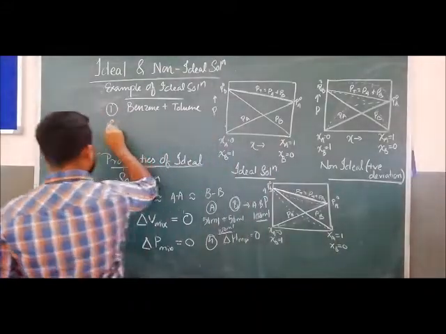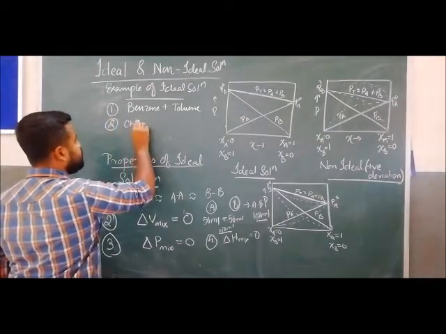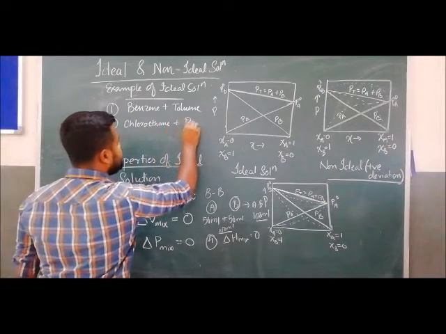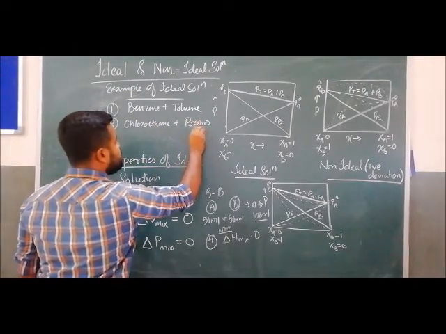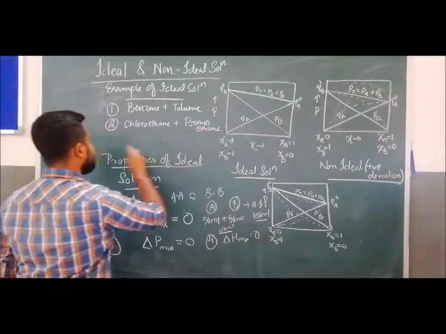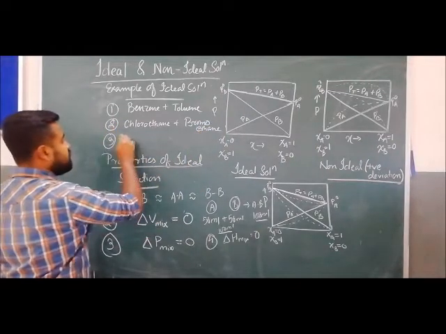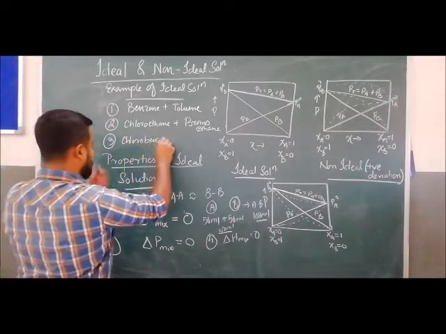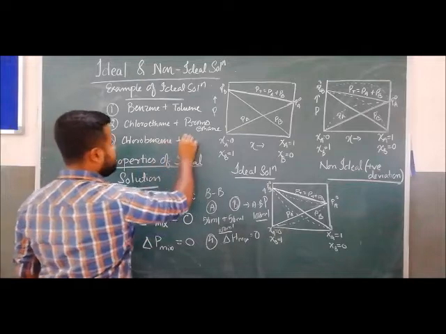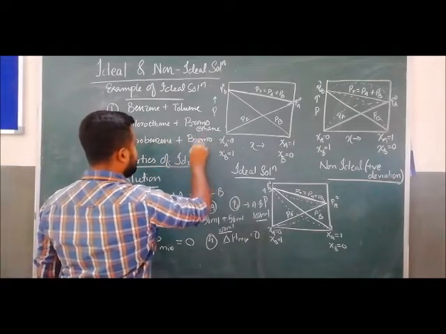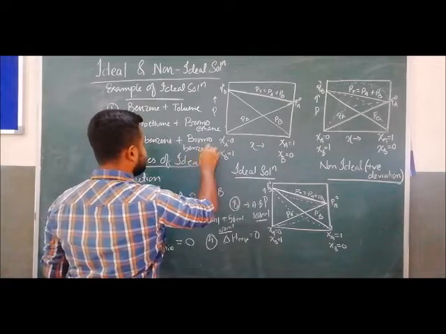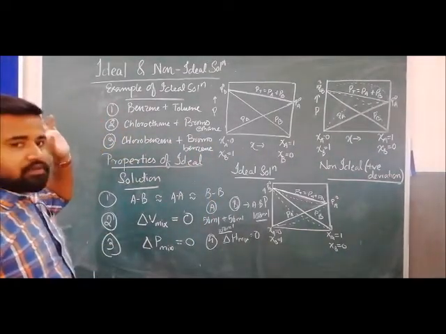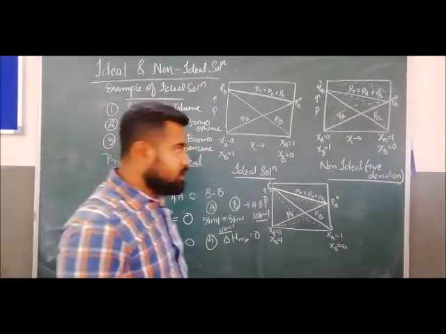Second, chloroethane plus bromoethane. And third is chlorobenzene plus bromobenzene. This comes under the ideal solution. So these are a few of the examples of ideal solution.